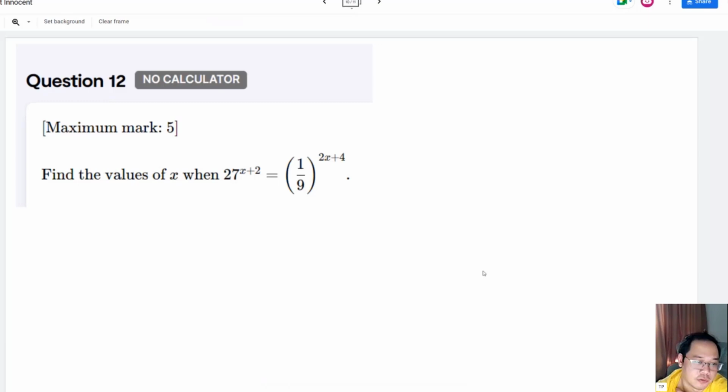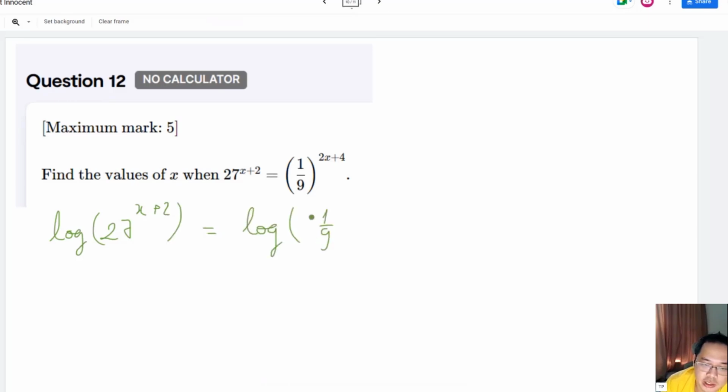Actually, to solve this problem, we need to take the logarithm of the two sides of this equation. Let me do it one time. Here, I will take the log of the whole thing, 27 power x plus 2, equal to the log of 1 over 9 to the power of 2x plus 4. Okay, log both sides.